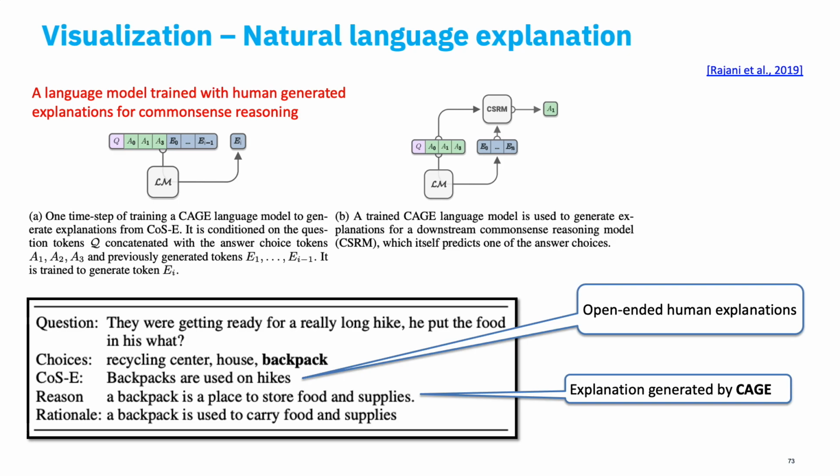From the example shown here, we can see that for the question we discussed earlier, the human annotator provided an explanation that backpacks are used on hikes, while their model generates an explanation that is not similar to the human annotator's, but also quite intuitive. It figures out that a backpack is a place to store food and supplies.